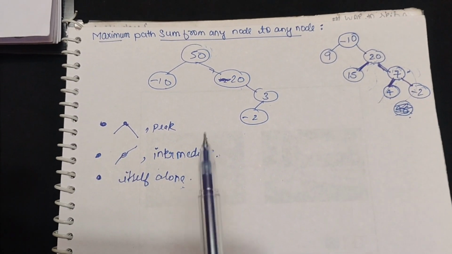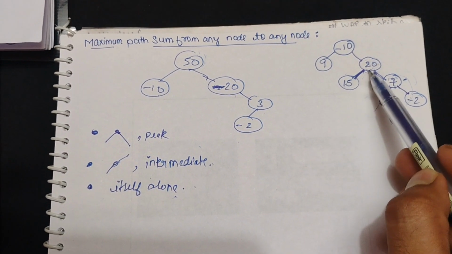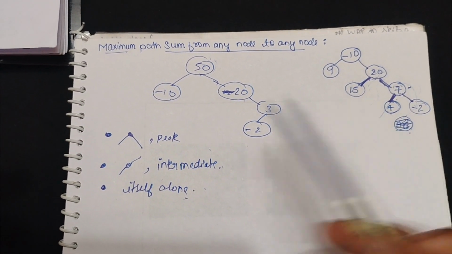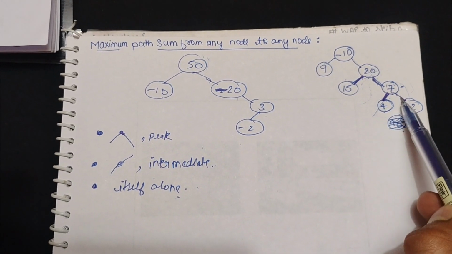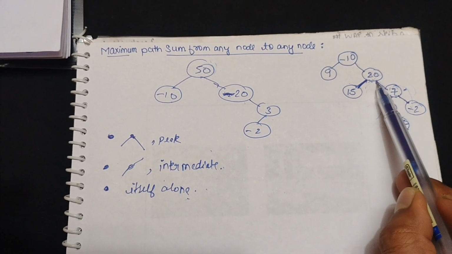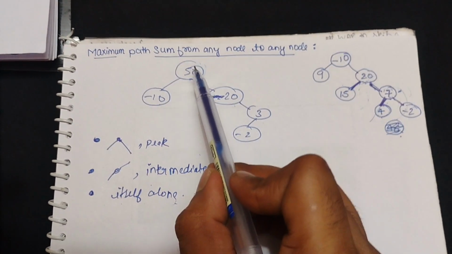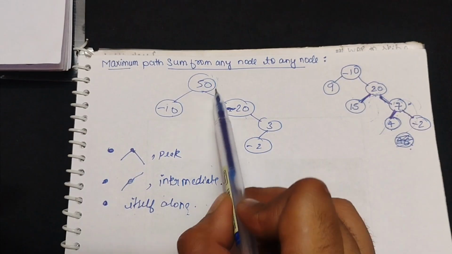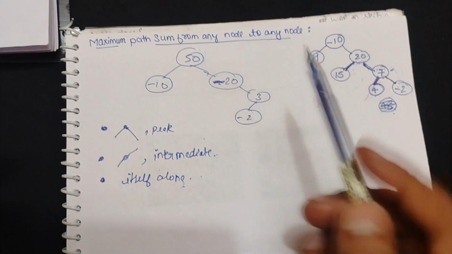So these three are the choices: either become the peak, with some part lying on the left and some part on the right, or become intermediate, choosing one of its left or right and getting connected to the upper subtree, or itself alone, that is choosing none of its left or right, just being alone, isolated. So this will give me the maximum sum.